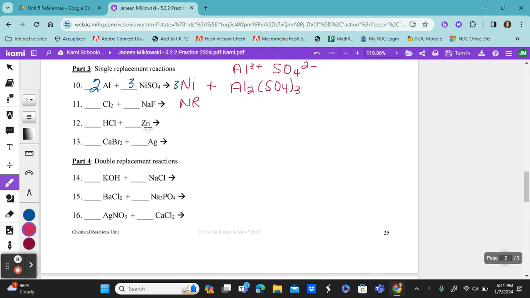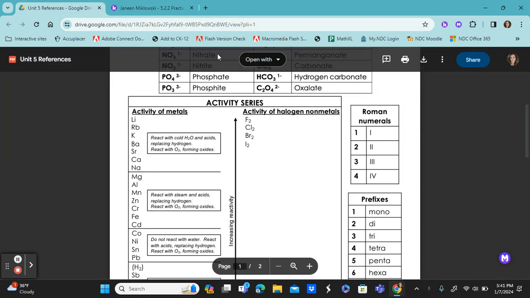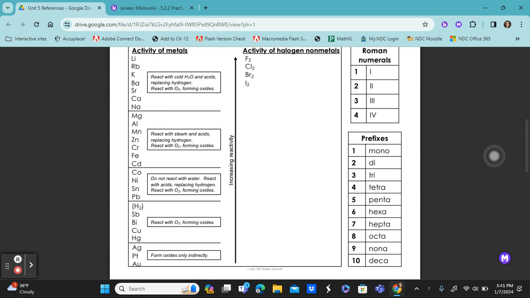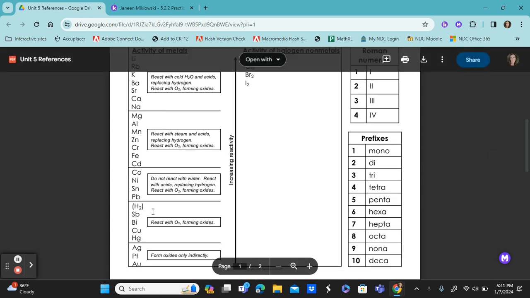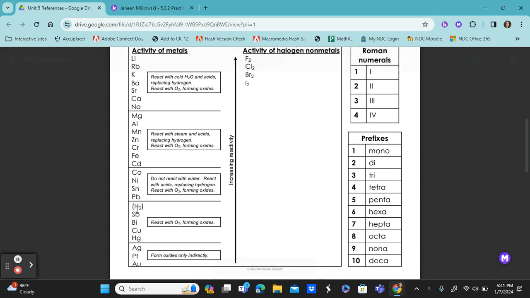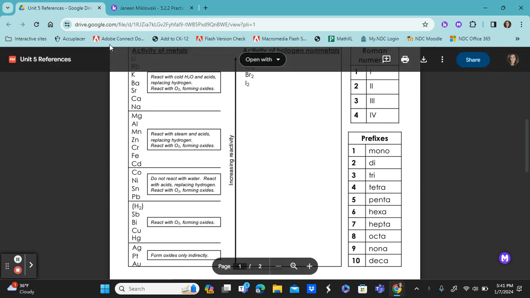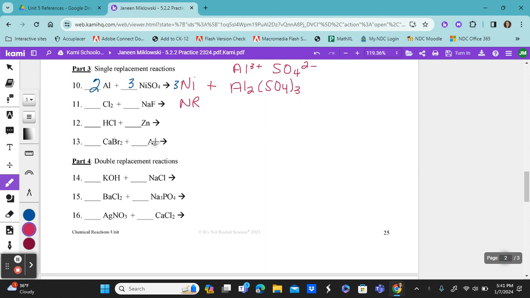So we're looking for zinc to be above hydrogen. Now, in our previous activity series, it wasn't quite as easy to find this. So I like this one because the hydrogen is in there. Zinc is right here and hydrogen's way down here. So that's going to happen. That's going to work. Now, when zinc kicks out hydrogen, as you remember, hopefully, that hydrogen looks like that.